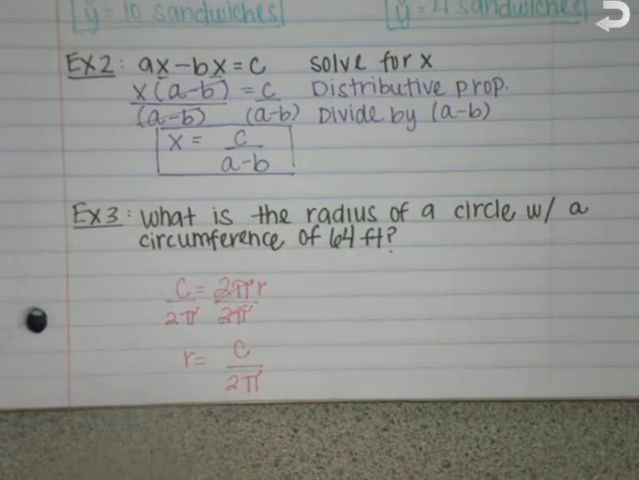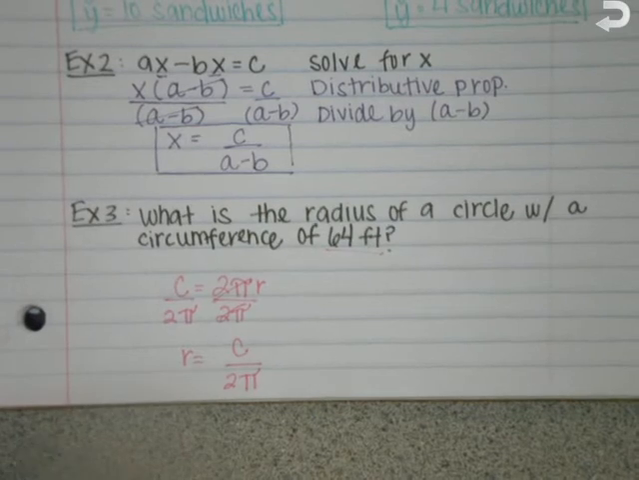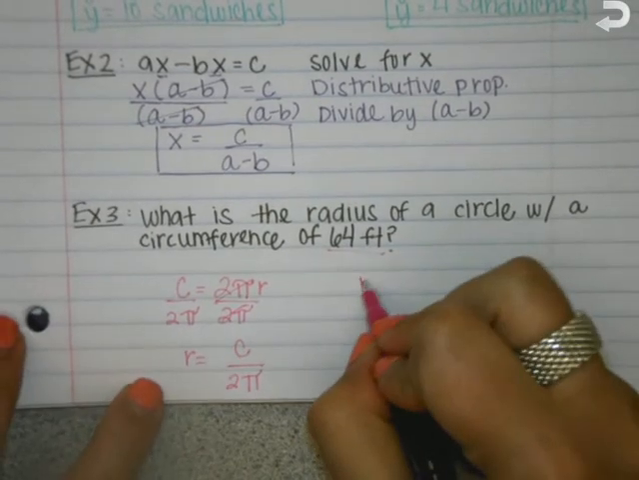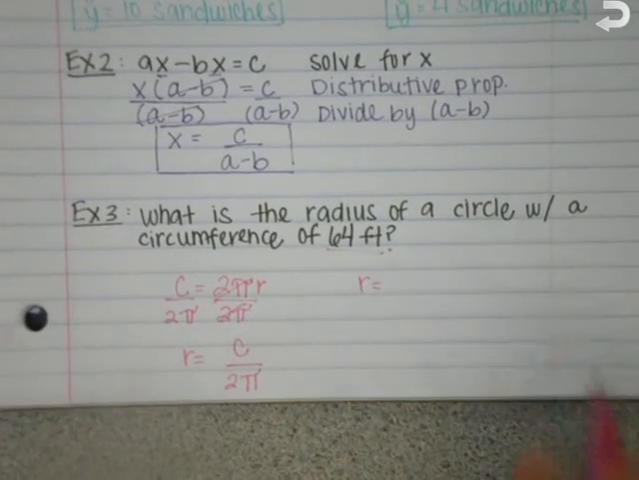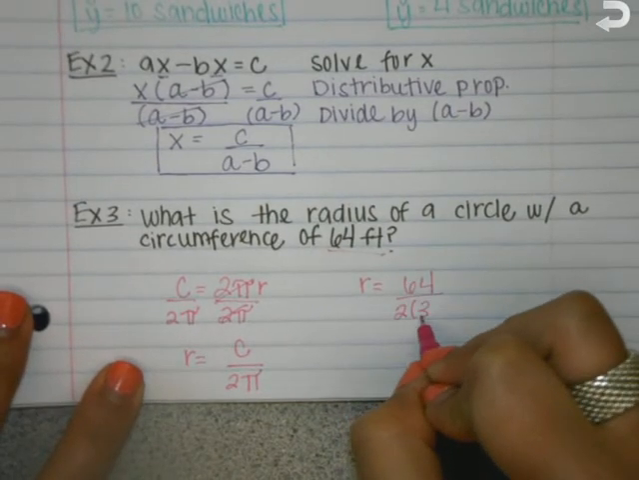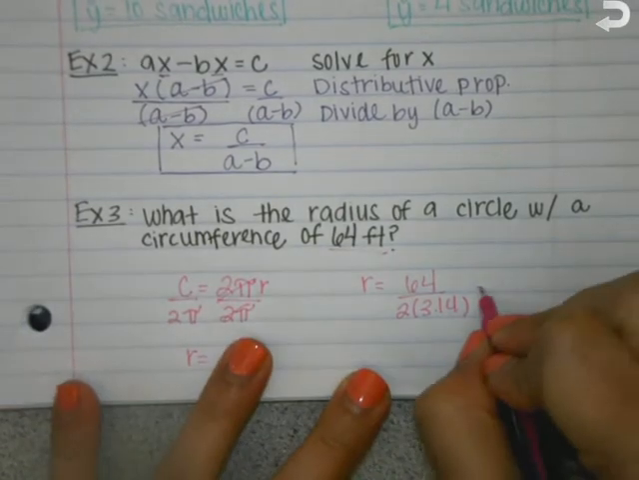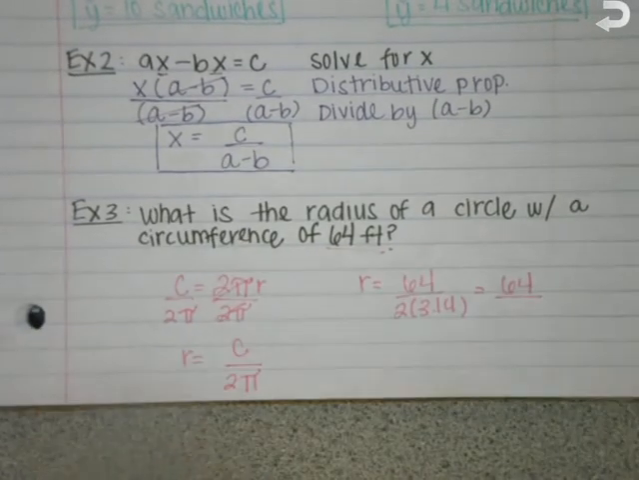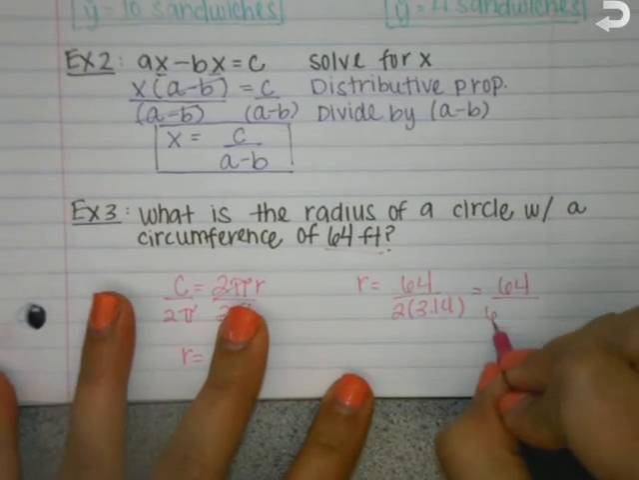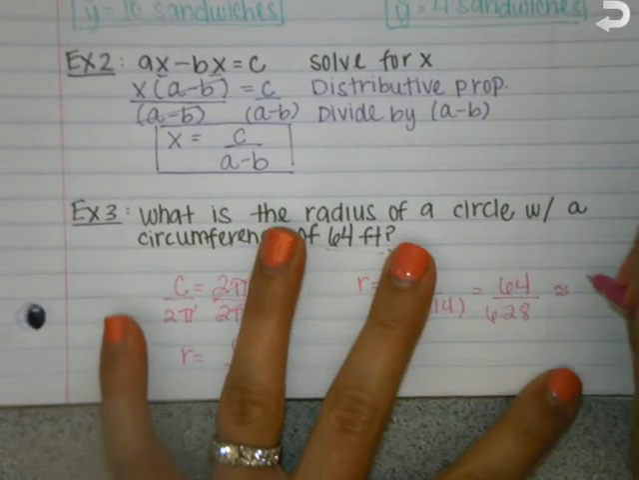They gave me the circumference, right? And I can estimate pi? Okay, so r equals 64 divided by 2 times 3.14. So that's going to give me 64 divided by 6.28, which comes out to approximately 10.2 feet.